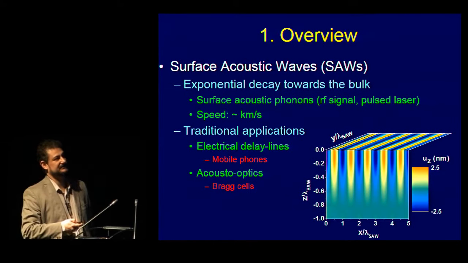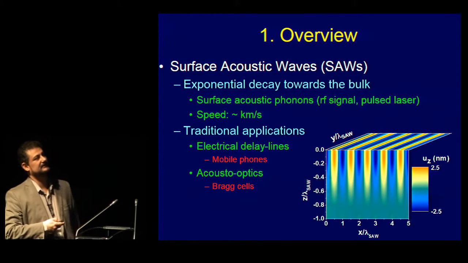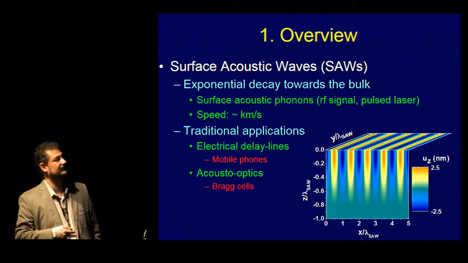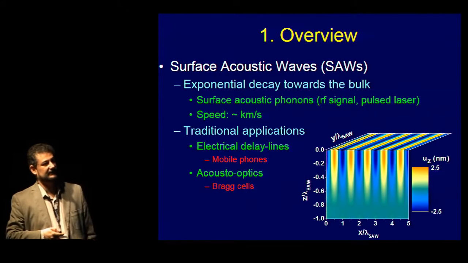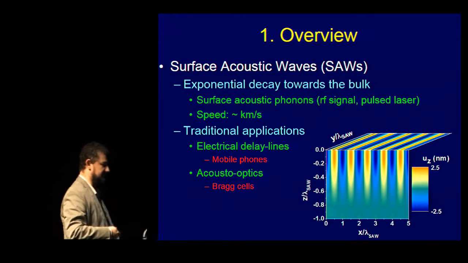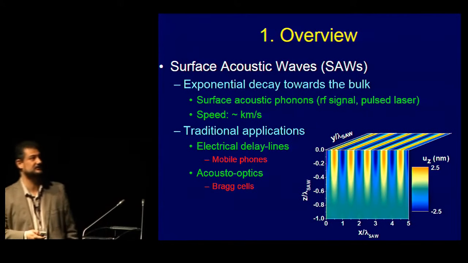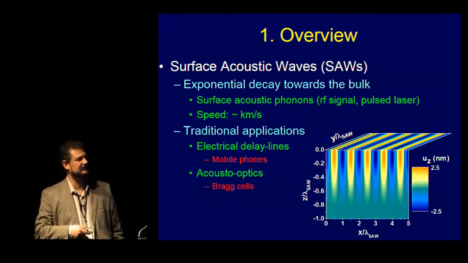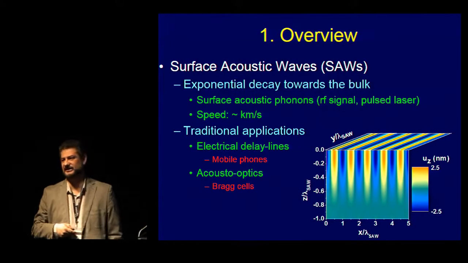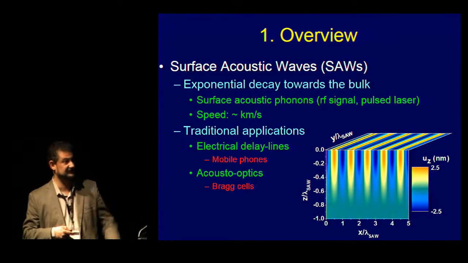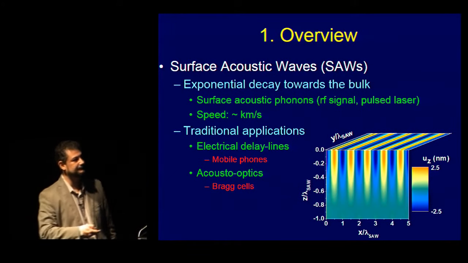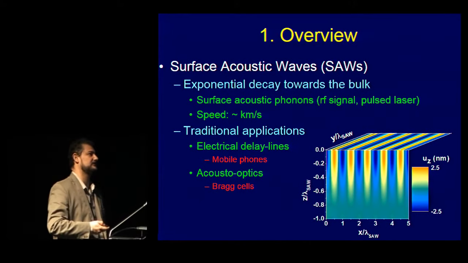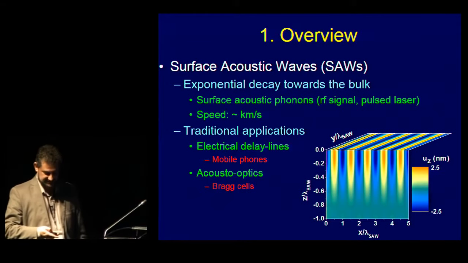It can be generated using an RF signal or pulsed laser. Typically, you have a speed of sound in the solid of kilometers per second. And this is a technology that is very well known and developed. In each mobile phone that we have, more or less, I think the last iPhone has something like 20 surface acoustic wave devices, filters. And also in the field of optics, it's well known, they are used for Bragg cells.